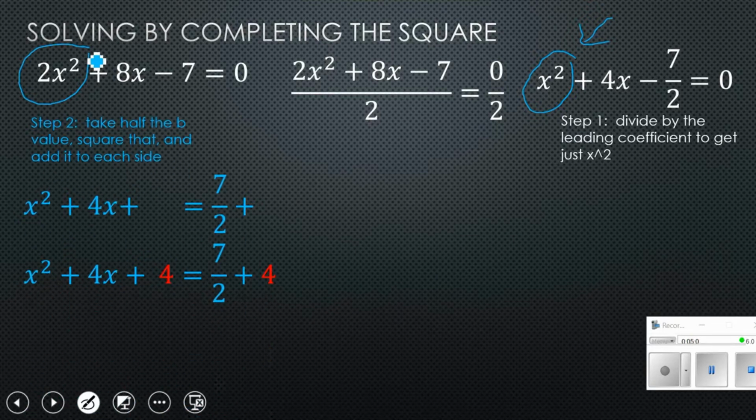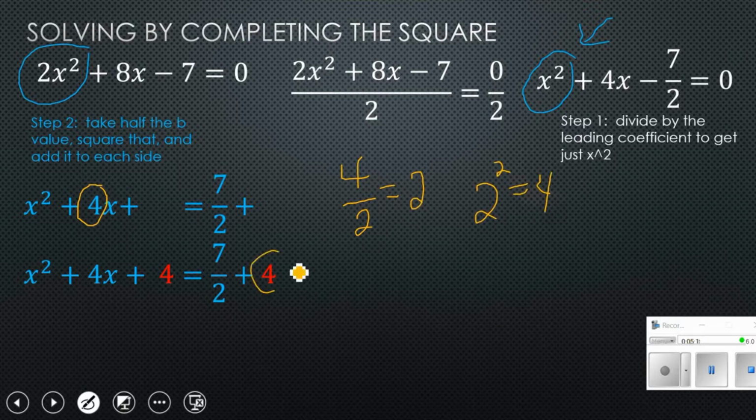Okay, step 2. What we're going to do is take half the b value and square that and add it to each side. So what does that look like? Well, the b value in this case is 4. So we take half of that, and of course half of 4 is 2. And then we square that to get the value that we're going to add to each side. Notice that's what we've done here.